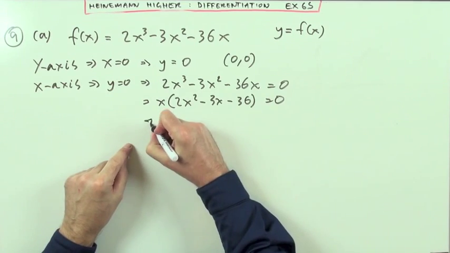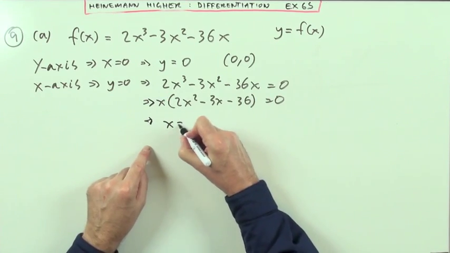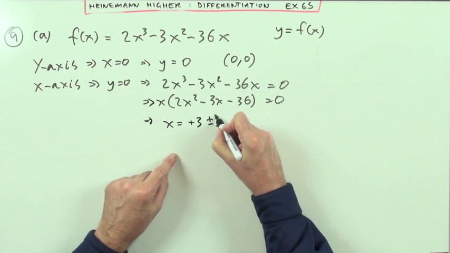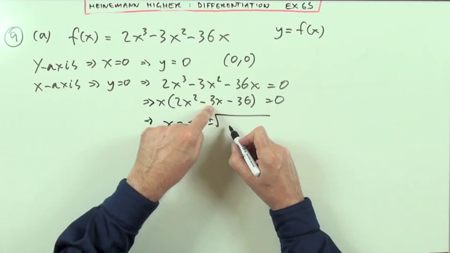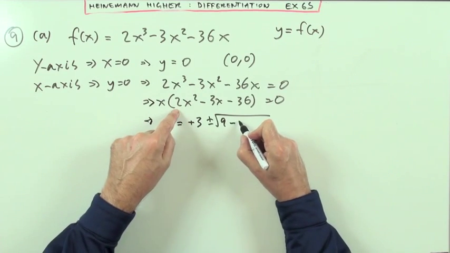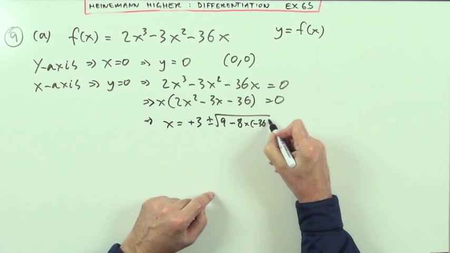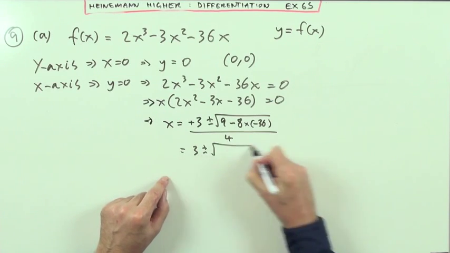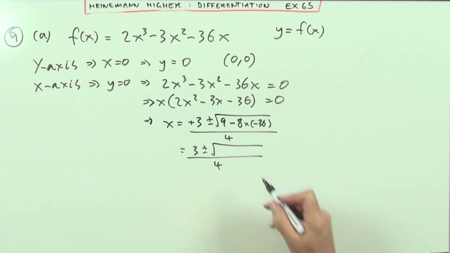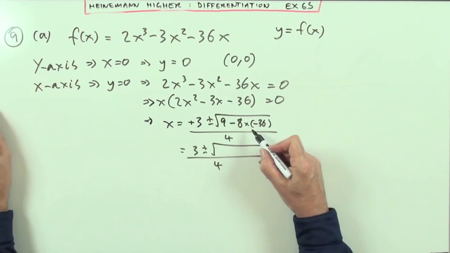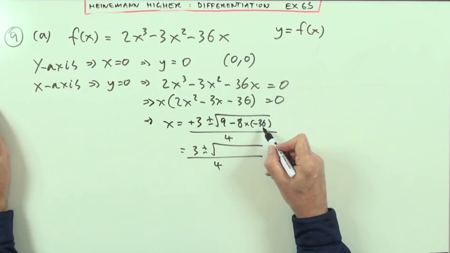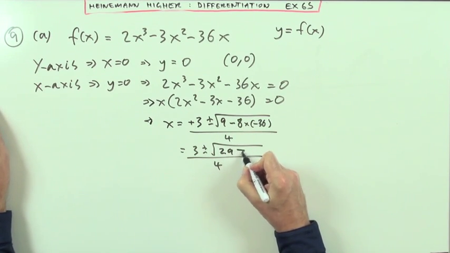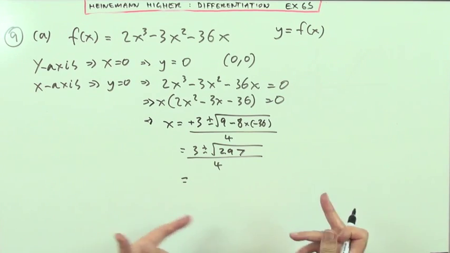So x will be the negative of this, so that's going to be plus 3 plus or minus the square root of b squared, which is 9, minus 4a, so that'll be 8 times negative 36, all over 2 times a, 4. So it's going to be 3 plus or minus the square root of something all over 4. Then I'll have to work that part out quite quickly. That's going to be 288 added on to 9, so that's going to be 297. Then in this case use your calculator.